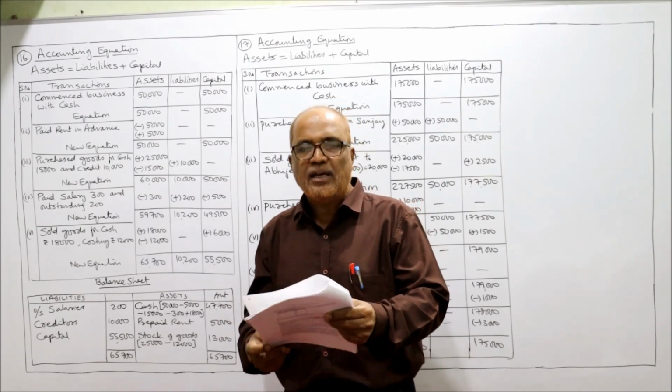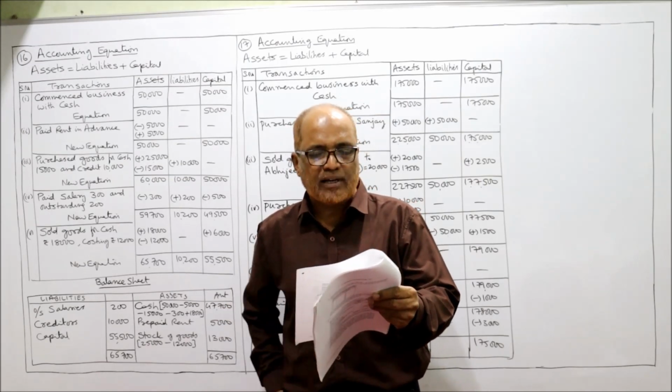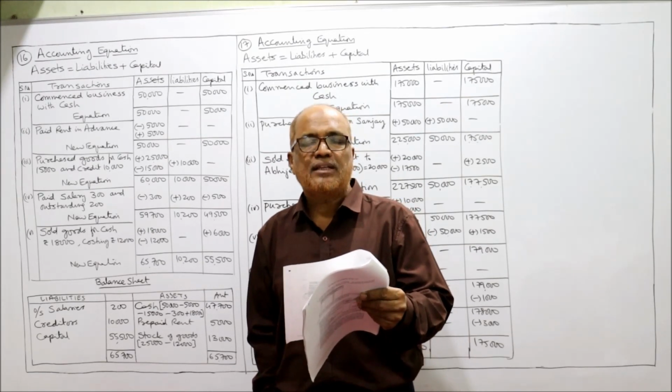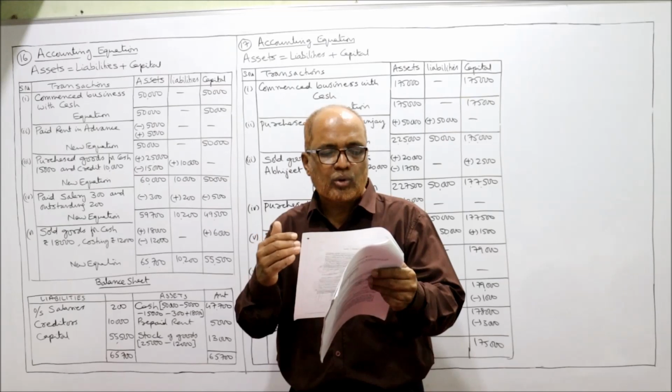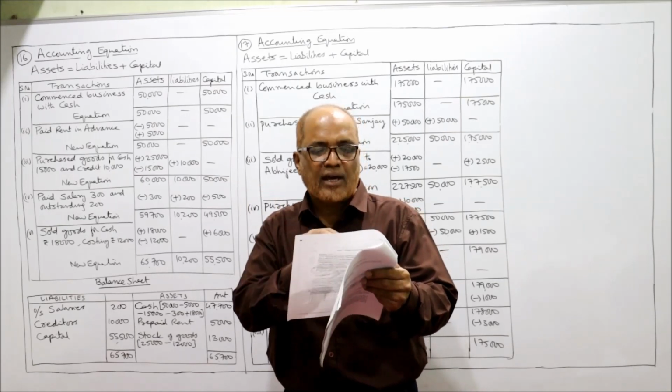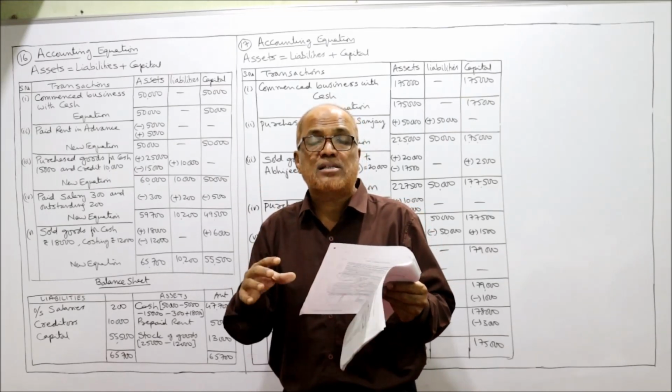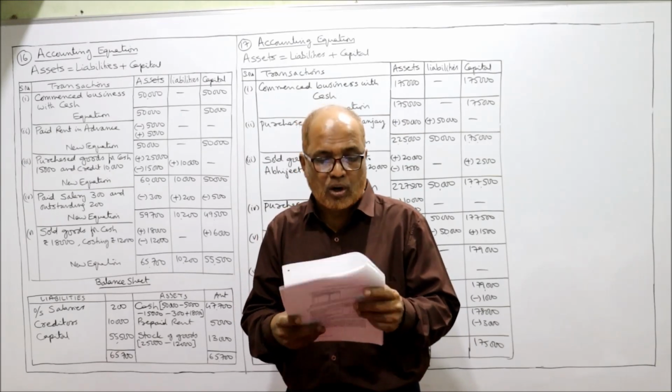Prove that the accounting equation is satisfied in the following transactions. Five transactions are given, 1, 2, 3, 4, 5, and it is also asking you to show the balance sheet.